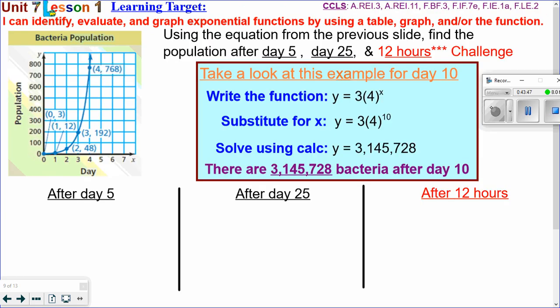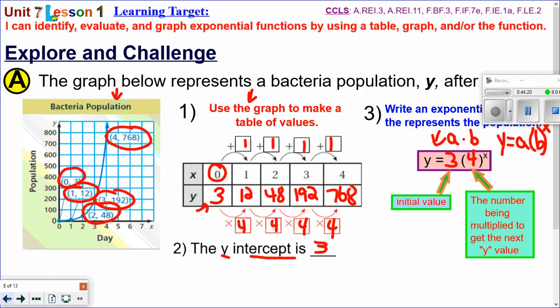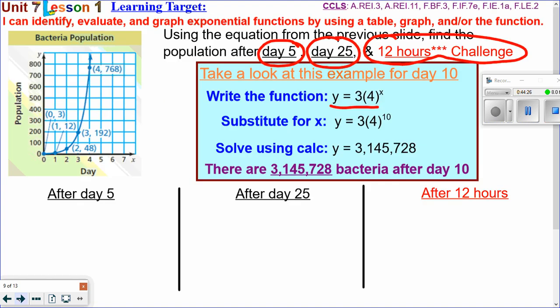Okay, so this might look a little confusing, but let's read the directions. Using the equation from the previous slide, find the population after day 5. We'll do one together. And day 25 and 12 hours. Whoa, that is great. Love it. All right. So let's talk about the function that we had on the page before. The page before, this was the function. If you don't believe me, look back to the page before. This was the function. All right, that was the equation. So that's what we have right here.